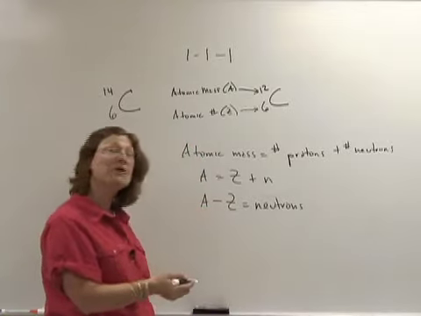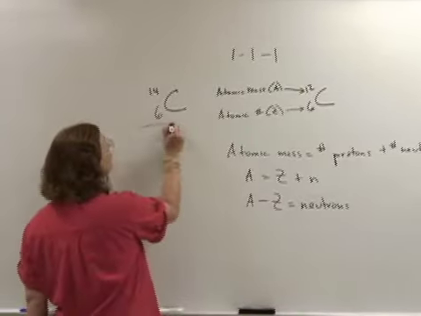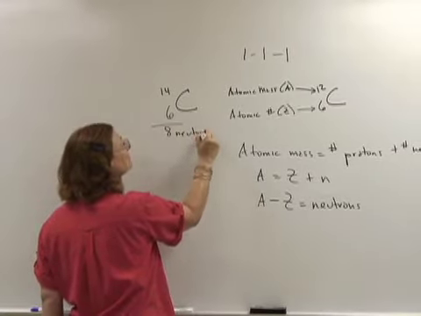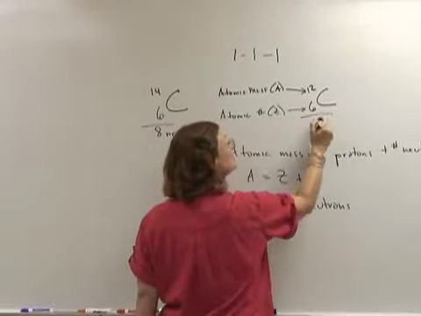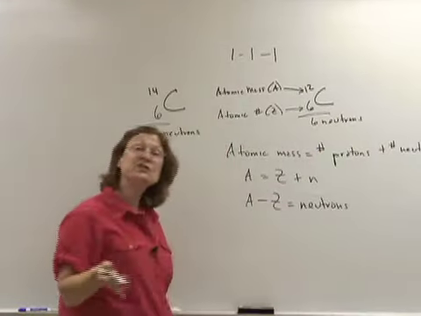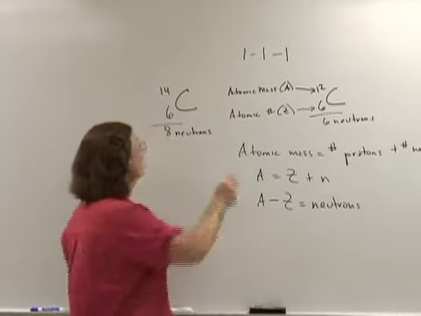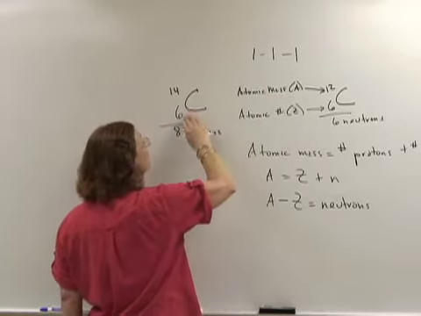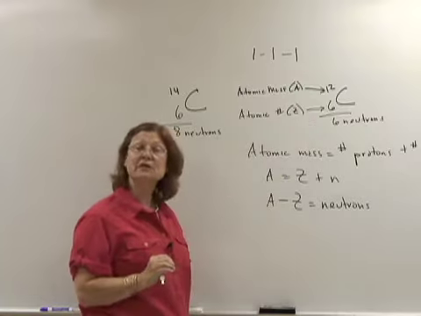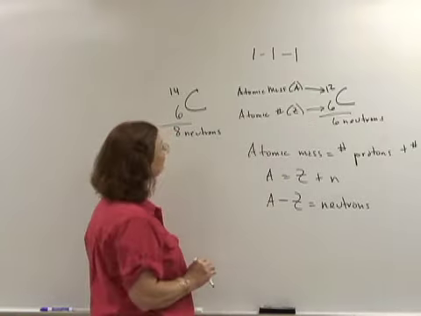Well, let's apply this to our 2 isotopes. We subtract these 2 numbers, and here we get 8 neutrons. We subtract these 2 numbers and we get 6 neutrons. And by definition, that's what isotopes are. They are the same element, the same number of protons, different number of neutrons, different atomic mass.